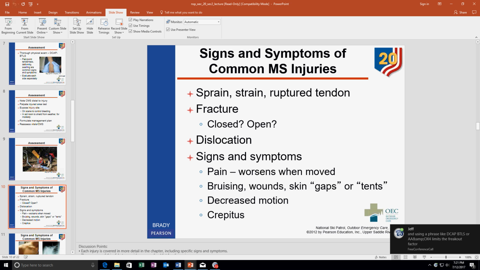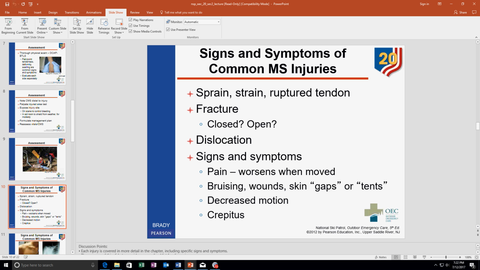What is it? What are the problems? These are the things that you normally see. This is where you get into the DCAP-BTLS: one side doesn't look like the other, or there's bruising that shouldn't be there. They have pain they shouldn't have. Crepitus is that grinding, crunchy feeling. They shouldn't have that. So anything out of the ordinary, something that just catches your eye, is going to be a sign or symptom.